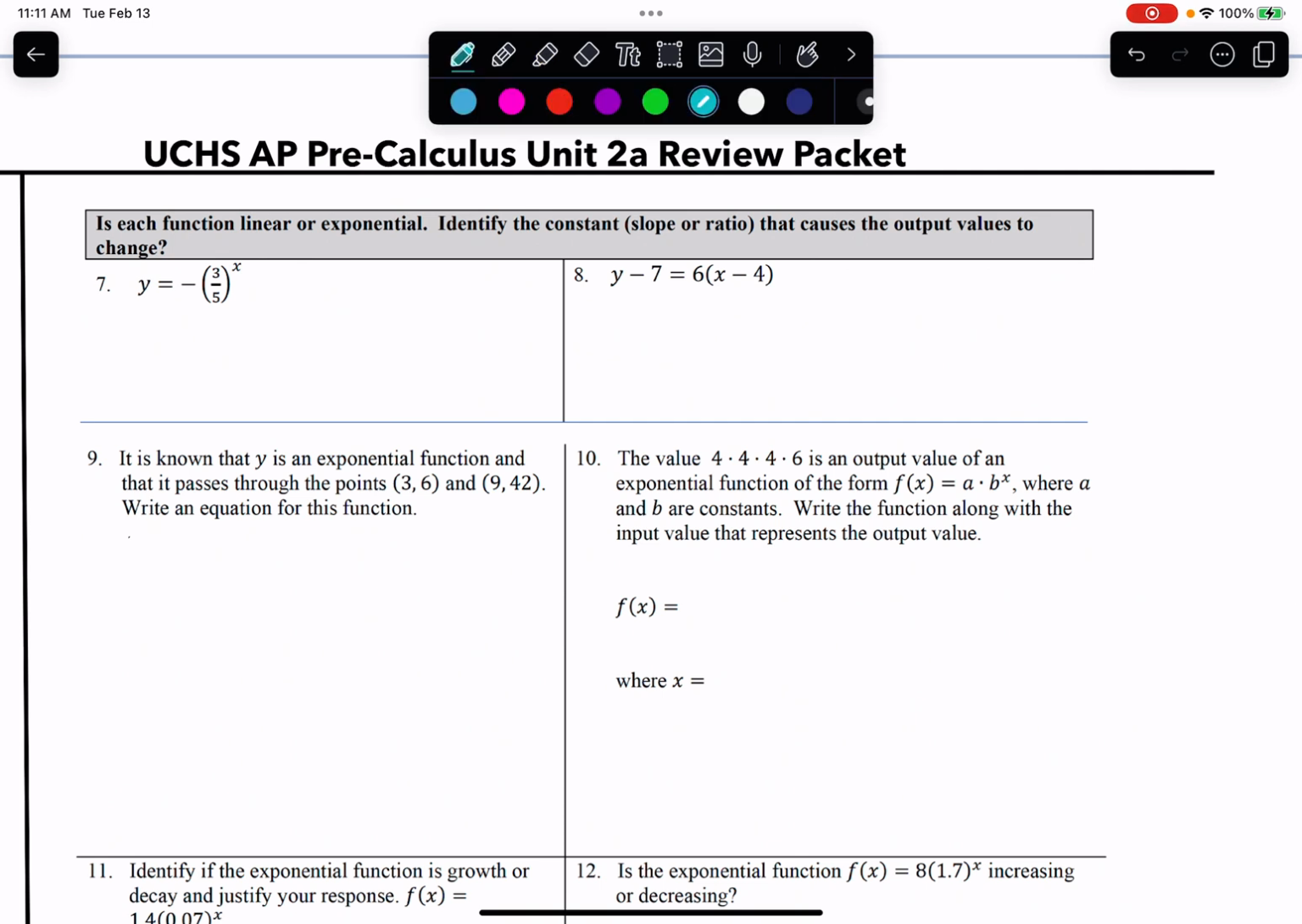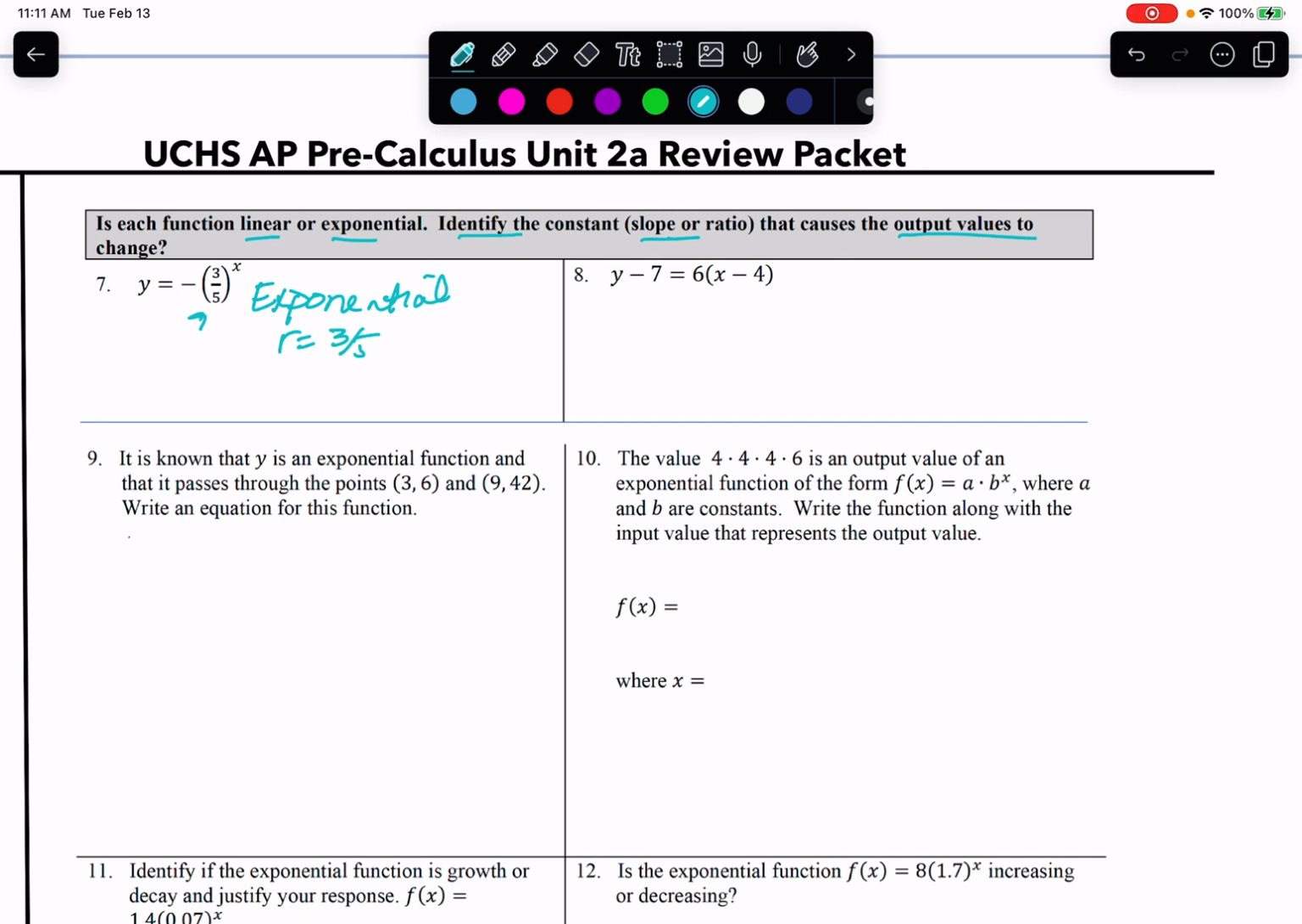Okay, so we have, is it linear or exponential? Identify the constant, slope or ratio that causes the output to change. So we have y is negative 3/5 x. So this is definitely exponential. And you have r is 3/5.